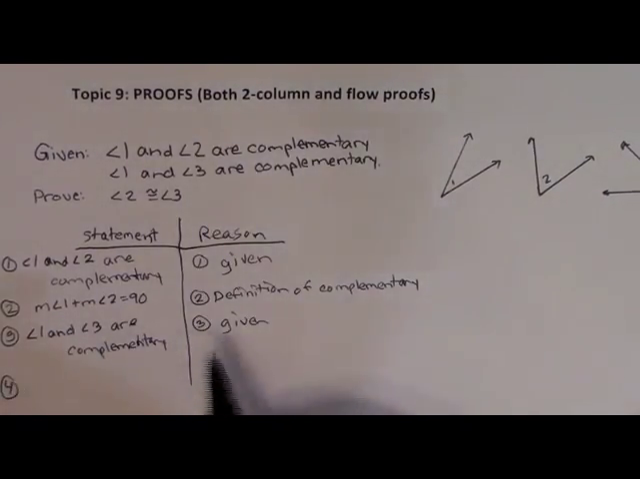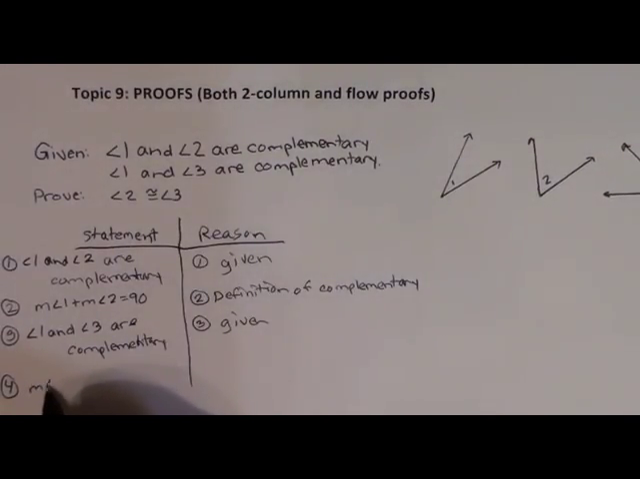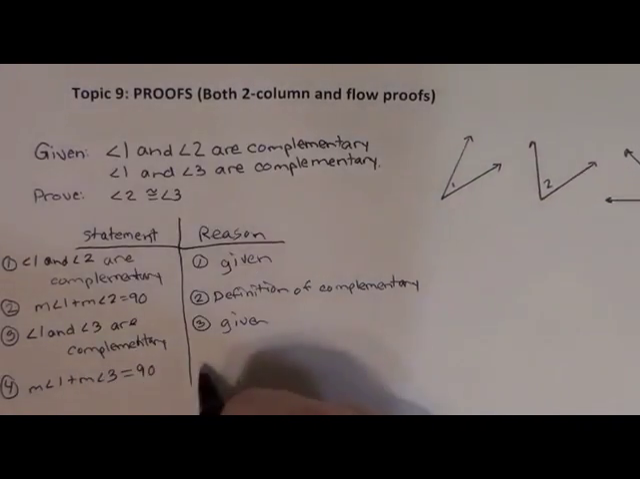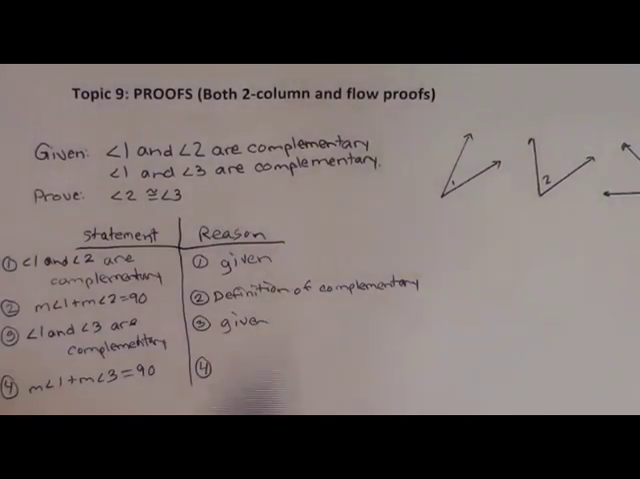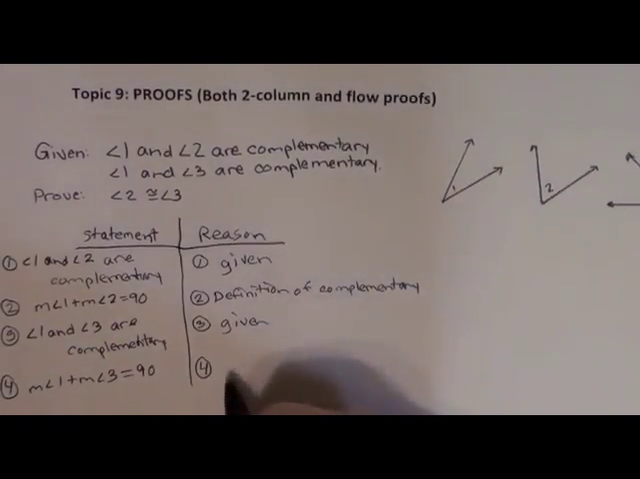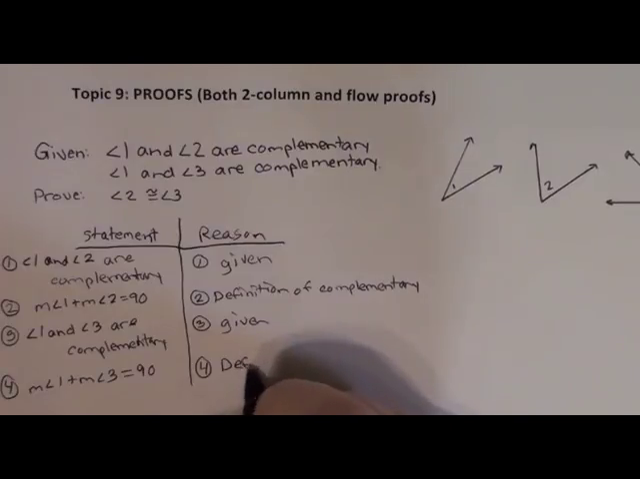Okay, so angle 1 and angle 3 are complementary. So what? What does that mean? Well, complementary means that the measure of angle 1 plus the measure of angle 3 is 90. And how do we know that? Well, because that's what complementary means. That's the definition of complementary.